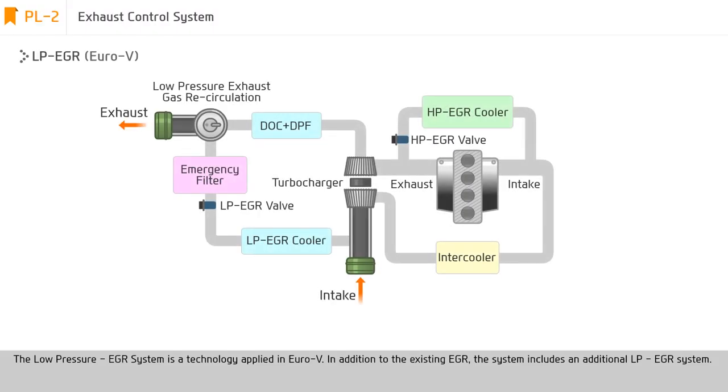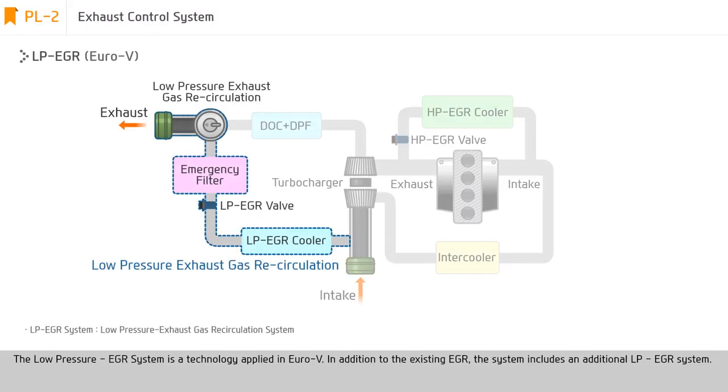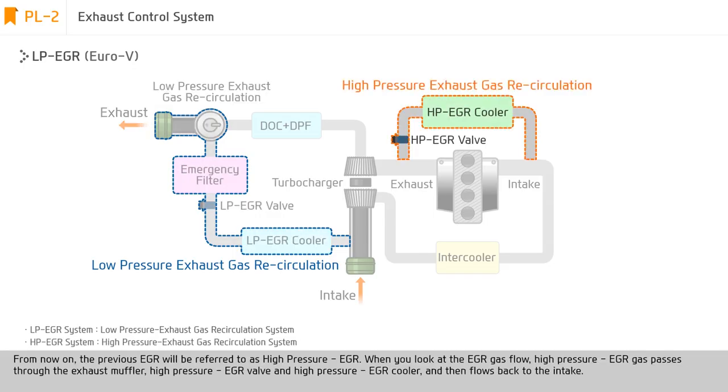The low-pressure EGR system is a technology applied in Euro 5. In addition to the existing EGR, the system includes an additional LP EGR system. From now on, the previous EGR will be referred to as high-pressure EGR.